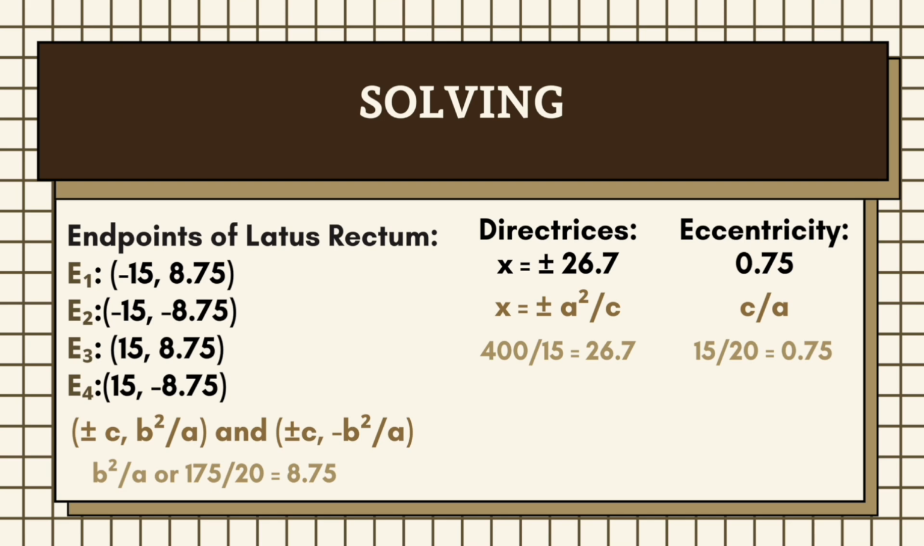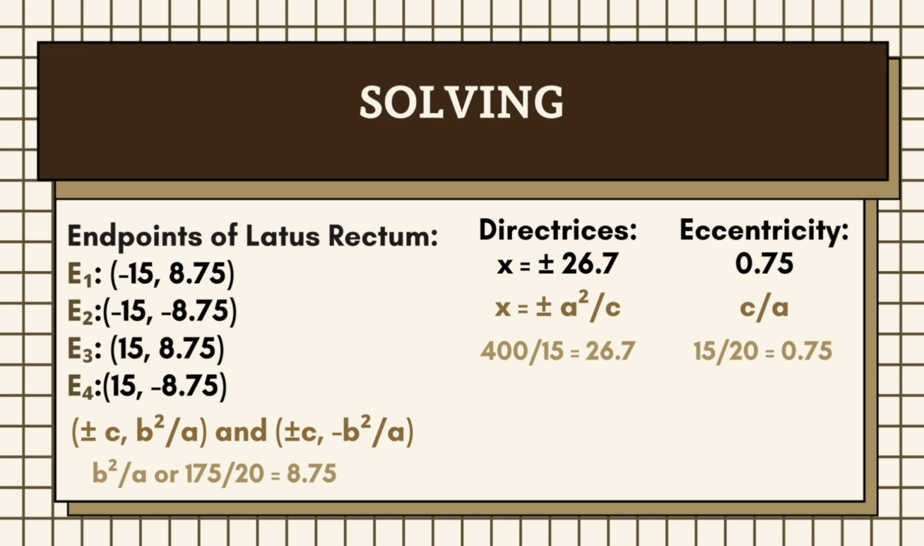Make sure that there are no ordered pairs with the same x and y coordinates, or simply that there are no repeating ordered pairs. As you may notice, the answer for the directrices is not in an ordered pair form, but rather written as an equation. This is because the directrices are lines. Again, since our major axis is the x-axis, the formula is x equals positive and negative a squared over c.